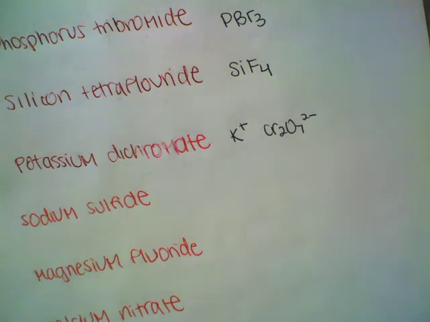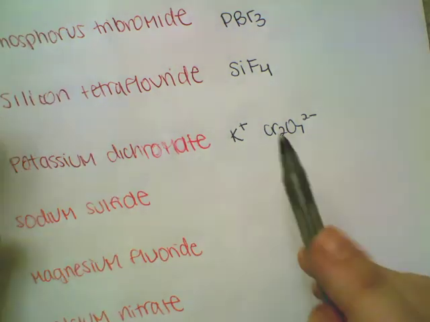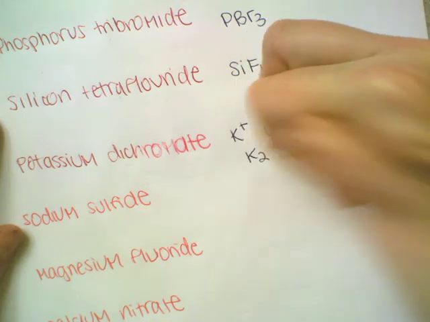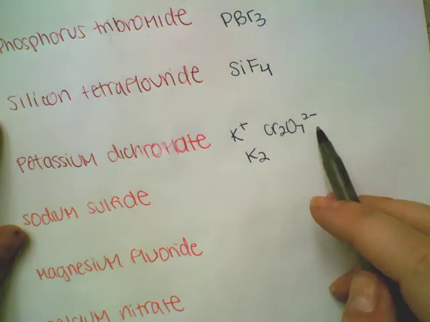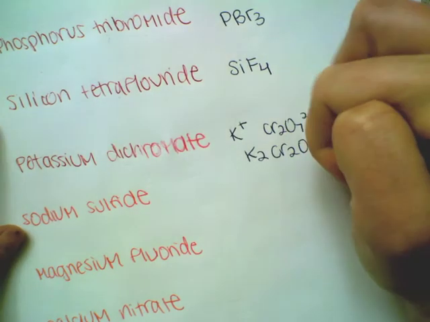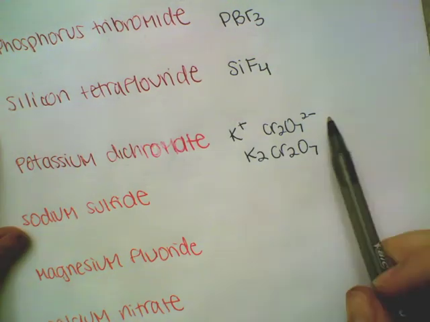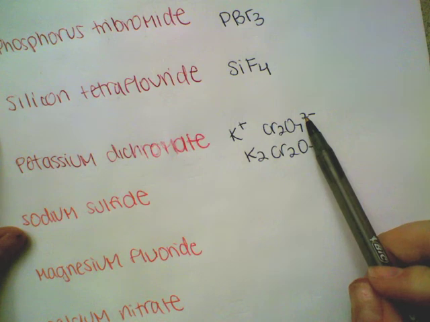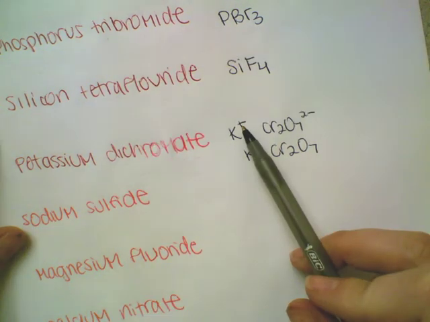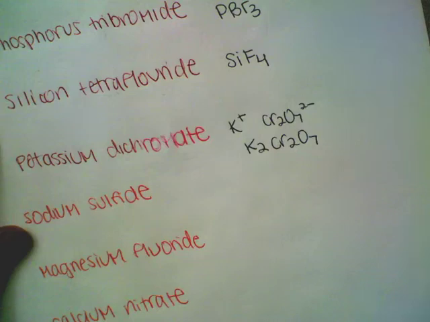Okay, so the lowest common multiple between 1 and 2 is 2. So 1 goes into 2 two times, so I'll need 2 potassium. And then 2 goes into itself 1 time, so I only need 1 of those. You can also use the crisscross method. Since we had a charge of 2 up here for the anion, that becomes a subscript for the cation, and vice versa. So I've got +1, so the subscript of 1 goes for dichromate.